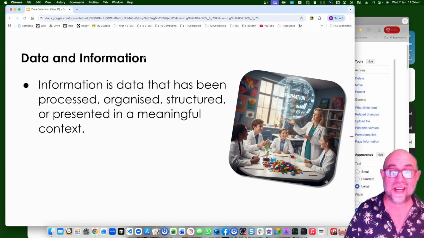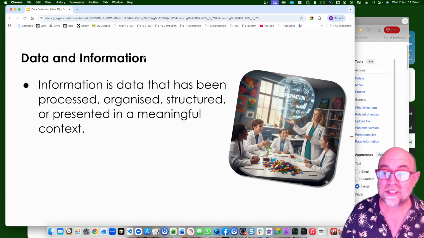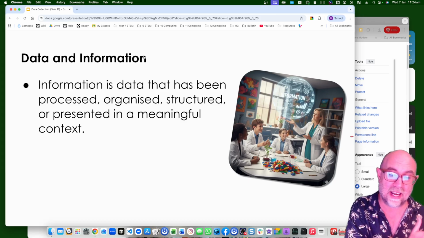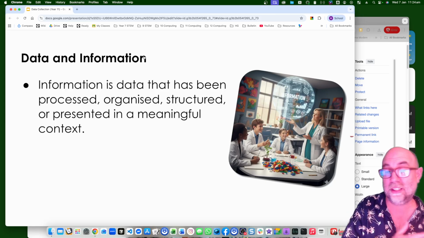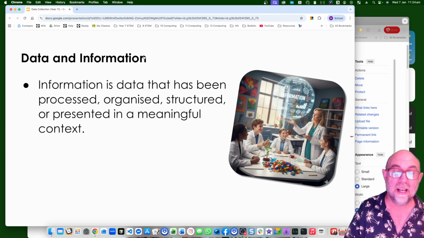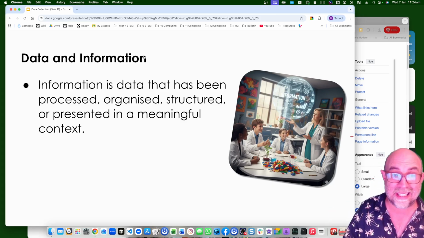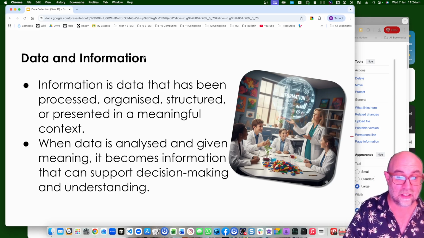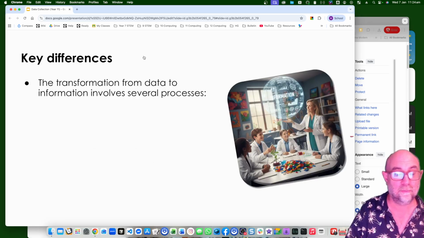Information is data that has been processed, organised, structured or presented in a meaningful context. So we're taking it and we're saying, okay, we can say that the temperature went up during the middle of the day, that the temperature increased sharply between 10 and midday. We're actually describing the data and ascribing meaning to it, and now it becomes information. When it's given meaning, it can support decision making and understanding.